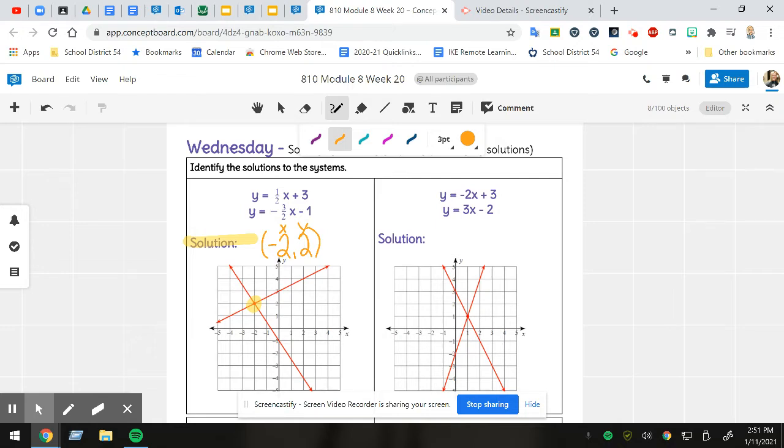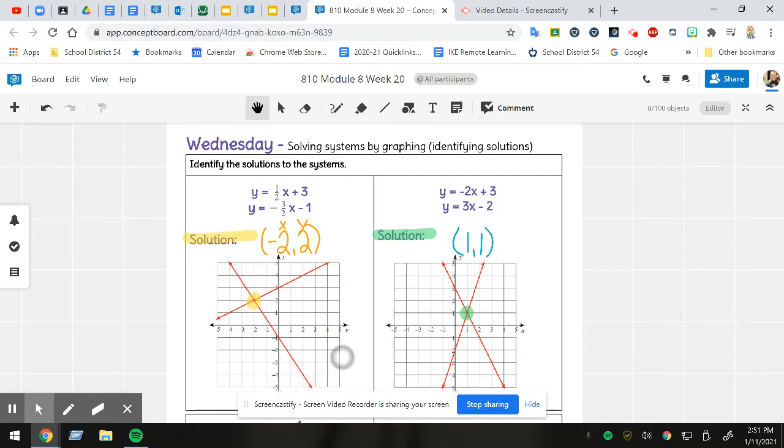All right, let's look at the next one. Again, to find the solution, we find the point where they intersect. You see, that's our point right there. The coordinates of that point are 1, 1. Again, this one has one solution, and the solution more specifically is 1, 1. If we were to substitute 1 in for x and 1 in for y, it would work for both equations. So there's, again, two examples of one solution.